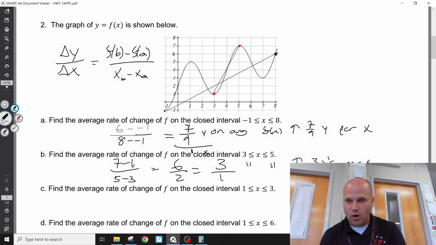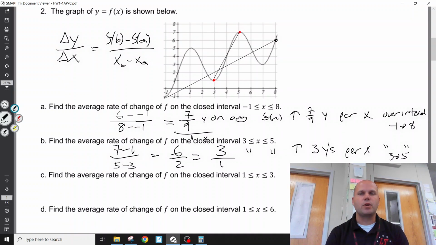I forgot to say over the interval. Over the interval -1 to 8. I could use this, but it just takes too long. On average, my function is increasing 3 y's per x over the interval 3 to 5. Okay, I'm going to go faster. I think we understand the explanations, so start going faster.